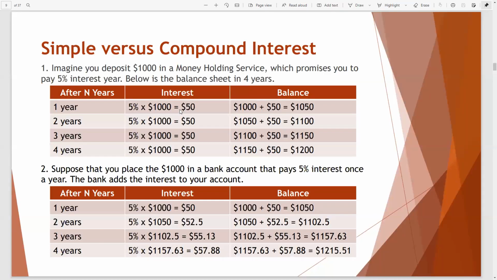So the first example we saw before is applying the simple interest. No matter how many years pass, the interest rate only applies to the original principal, but not on the balance. No matter how the balance increases, only the original principal gets the interest rate applied.